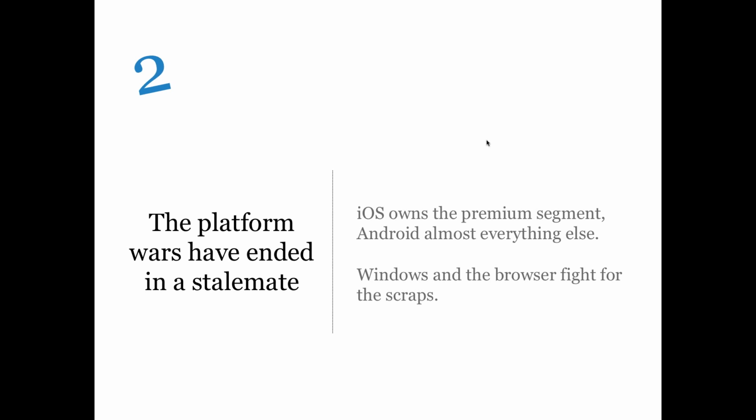application development platforms. Pretty much iOS owns the entire premium segment, and Android owns almost everything else. iOS is particularly strong in China, the second biggest country for iOS sales, even if China is primarily dominated by Android developers and Android devices. And as you'd expect, Windows and browser fight for what we call here the scraps, but essentially fight for the single-digit market share.